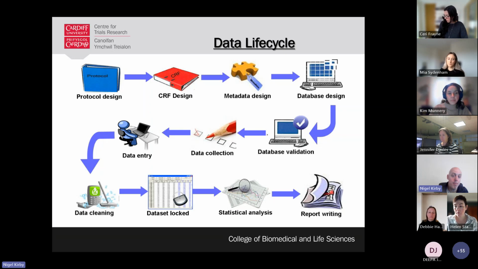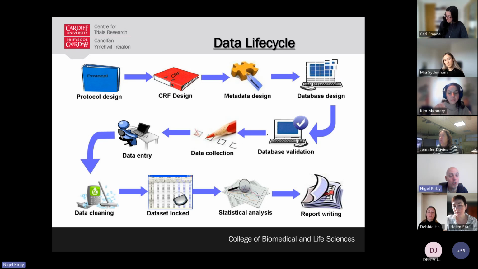So our database development team take this, they build the database, and our data managers then make sure that they validate this database before it is used by researchers or the public. This validation is still what we call user acceptance testing. So making sure that everything that we've put in our metadata design and our CRFs is contained within the database.